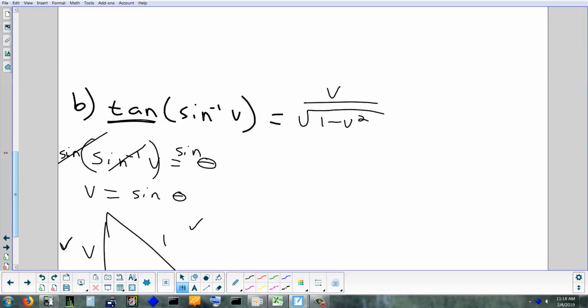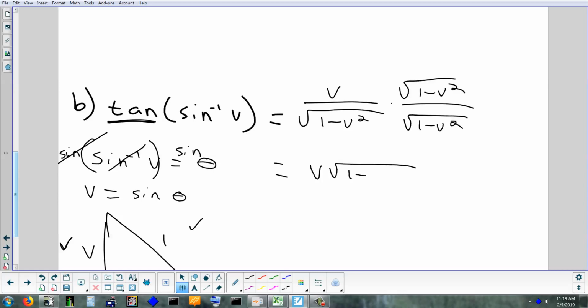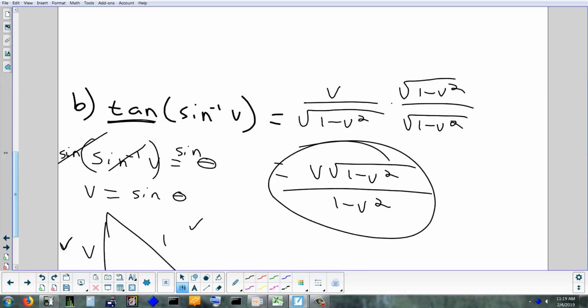Multiply top and bottom by the square root of 1 minus V squared. In the top, there's not much you can do. V square root 1 minus V squared. But in the bottom, the square roots cancel. That's why we did it. So you're left with this. Okay, I'm not going to type that in, but if you put what we started with in Y1, you put this formula in Y2, they would be exactly the same. One has trig, one doesn't have any trig at all.